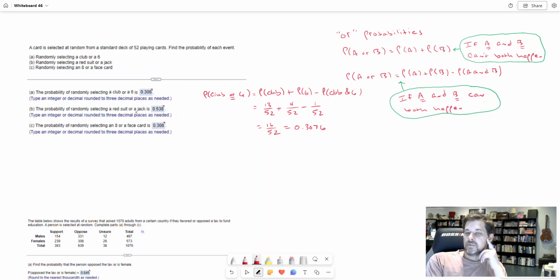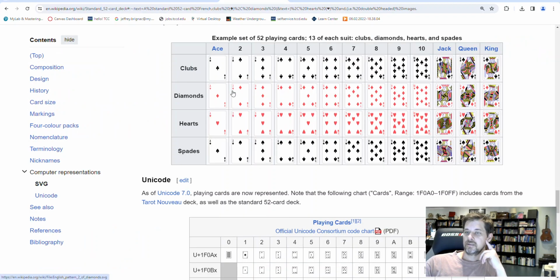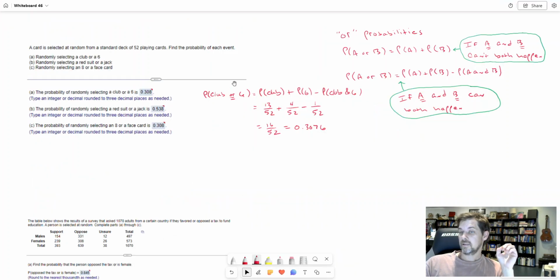Now, I won't do the second one because the second one is like this: a red suit or a jack. Those can both happen. You could draw a card that's both a red suit and a jack. Think about the deck. These are the red suits, and then there's two jacks that are diamonds and hearts. So you would work that one the way that I worked the first part right here. Both of these events can both happen, a red suit and a jack.